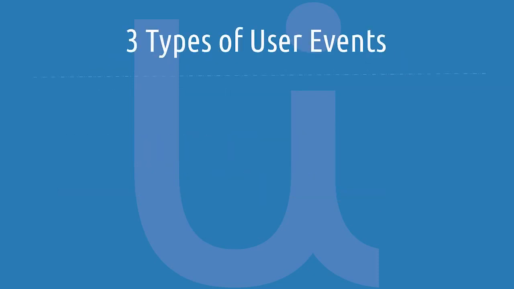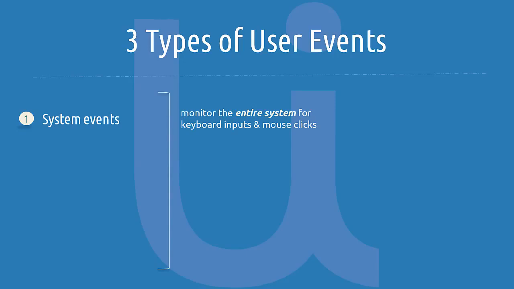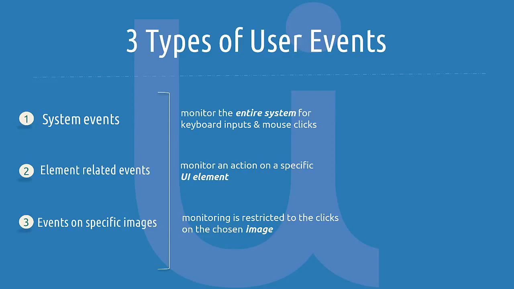In UiPath, we have three main types of user events. We use system events to monitor the entire system for keyboard inputs and mouse clicks. Element-related events we use in business processes for which we monitor an action on a specific element. Events on specific images we use in business process improvement automations where we cannot identify elements on screen, like in a Citrix or remote desktop environment. In this case, monitoring is restricted to the clicks on the chosen image.